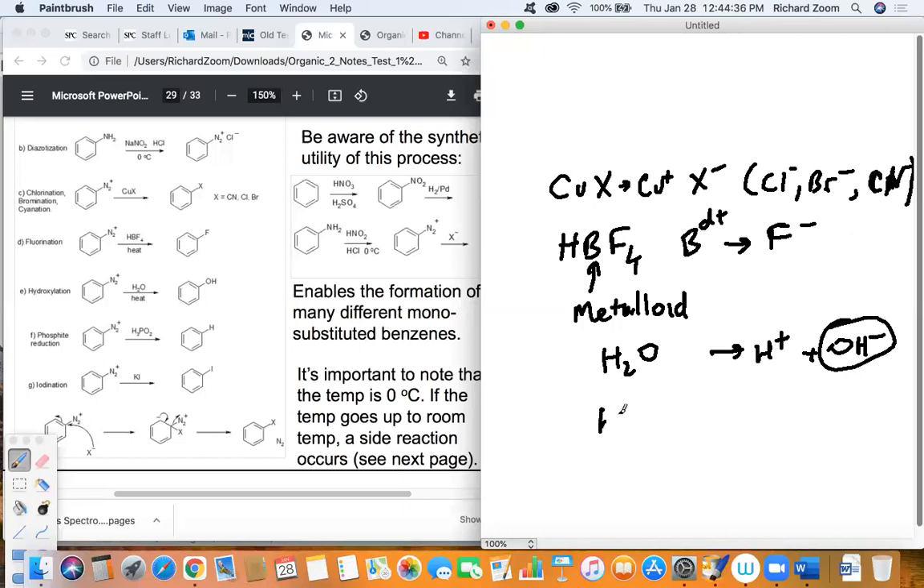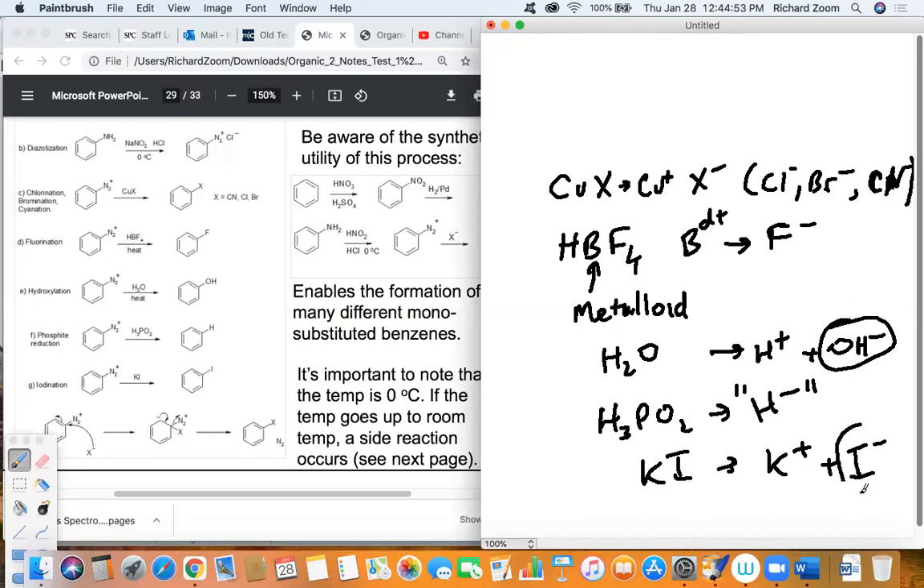The H3PO2 is a reducing agent. It's equivalent to H minus. And KI gives K plus I minus. So these are just ways that we can get these nucleophiles into our reactions. And these are all pretty much the final steps.